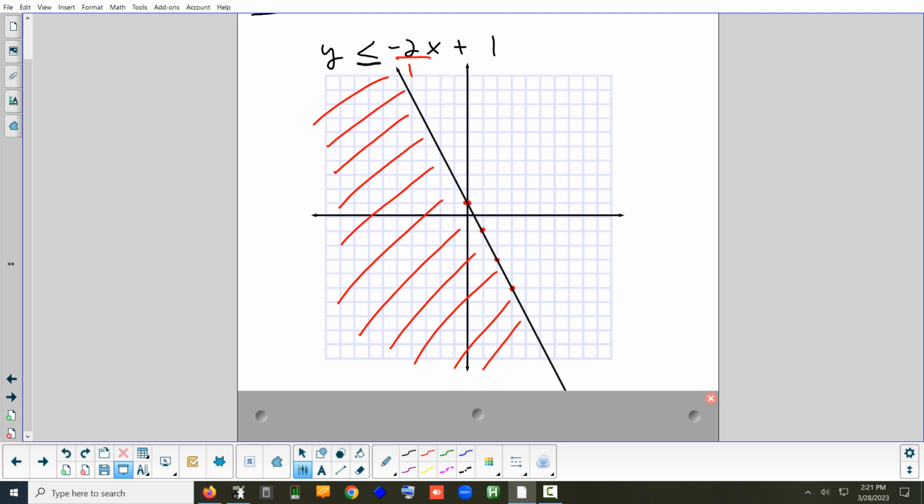So any point that falls in that shaded area would be an answer to this problem. And it keeps going. Just because my graph paper stops there doesn't mean the answers stop. It keeps going down that way forever.